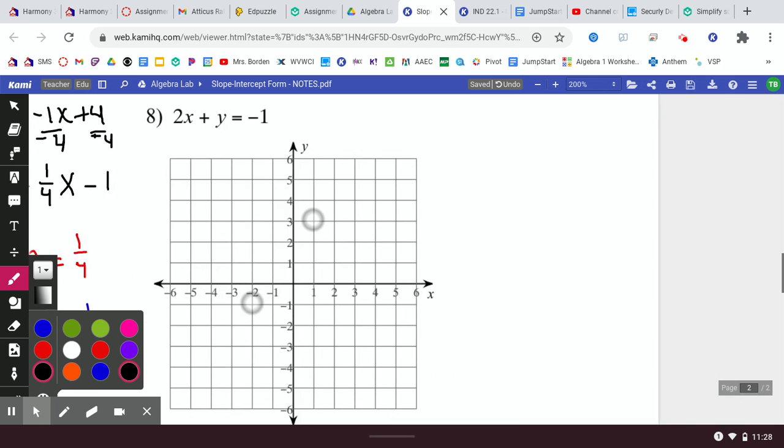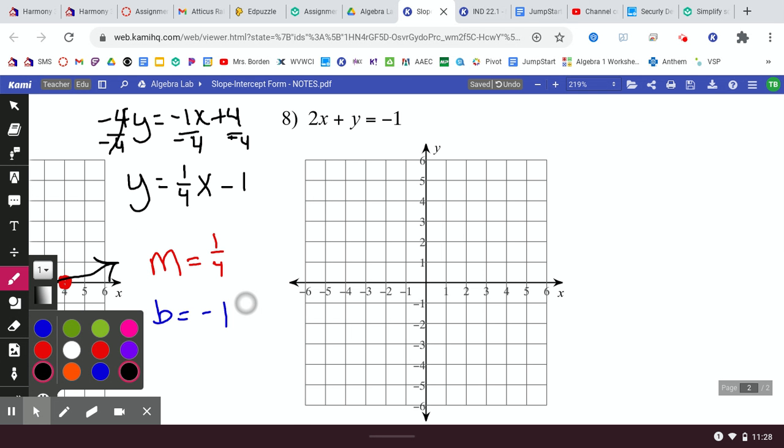All right. Let's see. Gabby on number 8. What's my first move? Okay, subtract 2x and subtract 2x. And that leaves me with y equals, what would I write on the right side? Good, negative 2x minus 1. Anything I need to divide off? Nope, so I'm in y equals mx plus b, right? Bryce, what's my m?